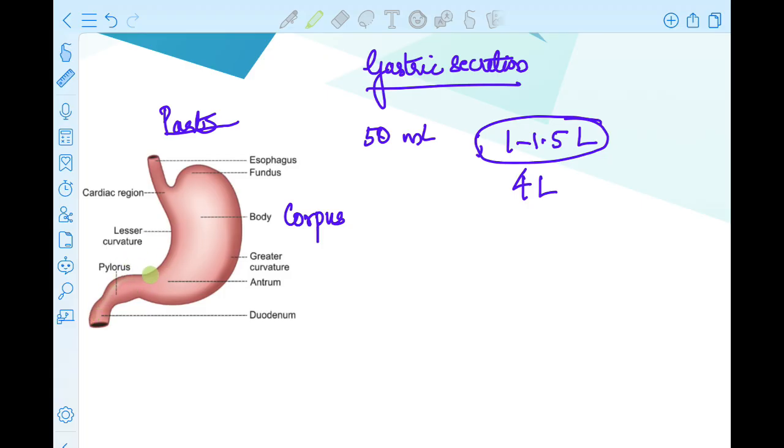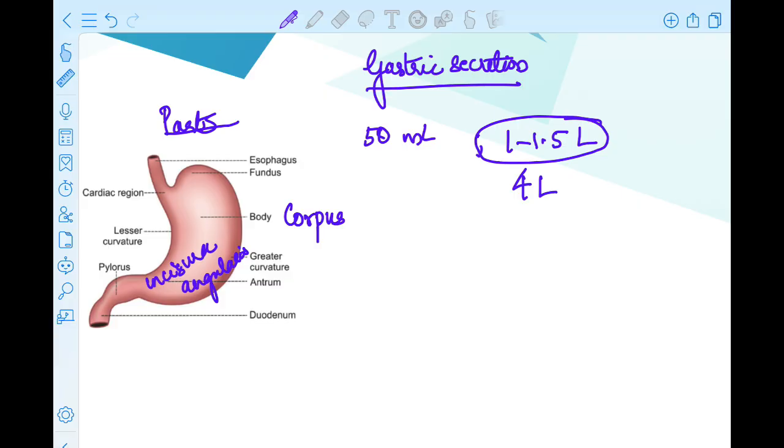And the pyloric region is the lowermost region. It has the antrum, this is the antrum, and a pyloric canal is also present. It is separated from the body by a structure known as the incisura angularis. Then the pyloric canal opens into the duodenum via the pyloric sphincter. So there is a pyloric sphincter here. So that is the anatomy.